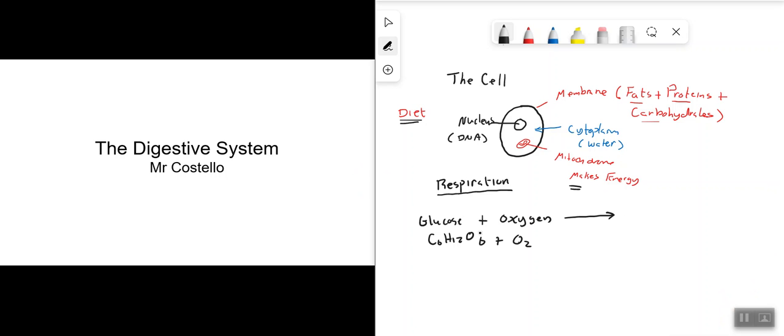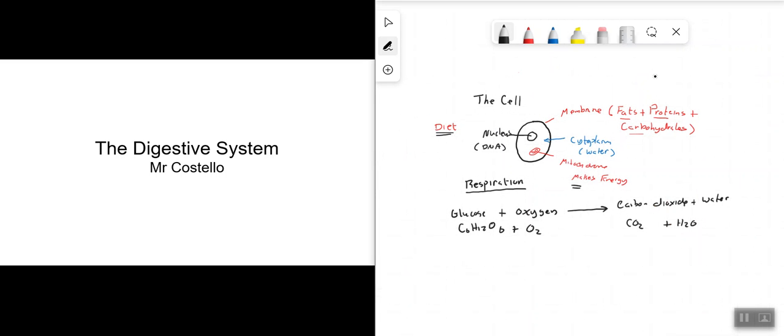And then the body takes these nutrients and turns them into carbon dioxide, CO2, and water, H2O. And then it releases this really important substance that we call energy, plus energy. And that energy the body uses to repair itself. It uses the energy to keep the body at a certain temperature.